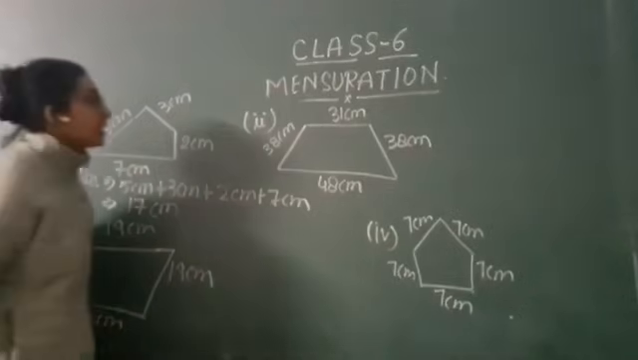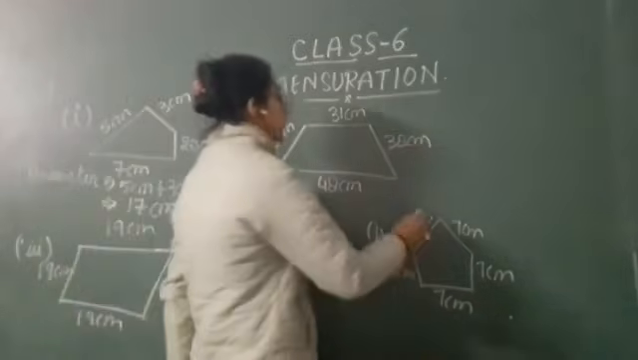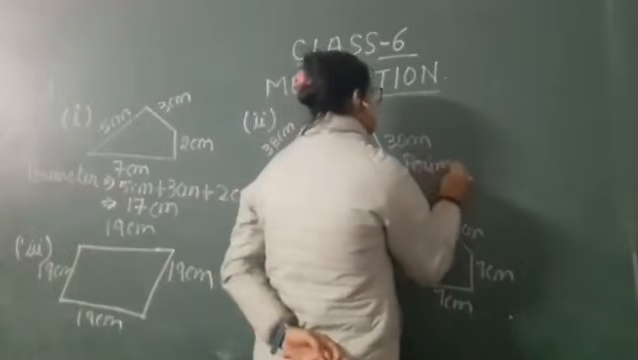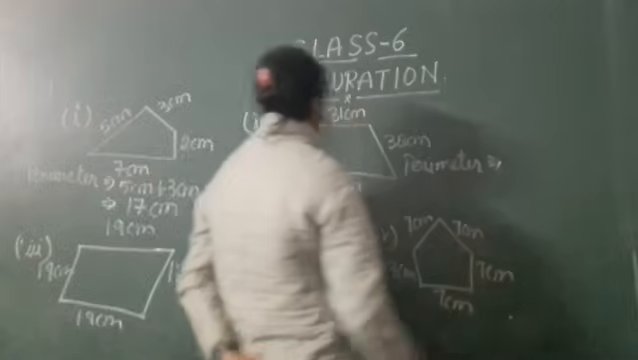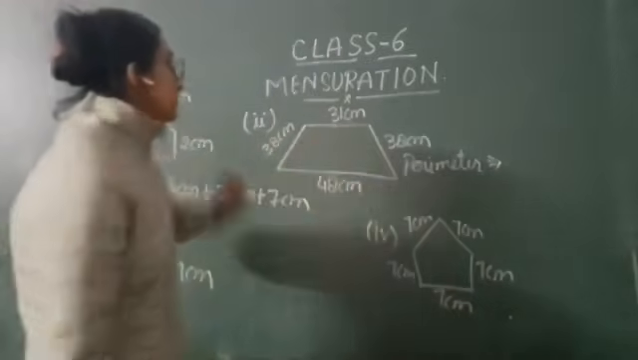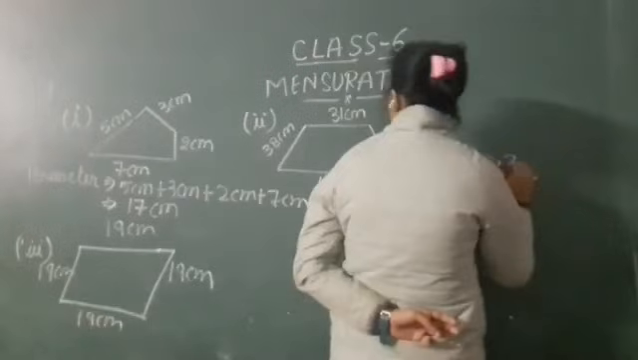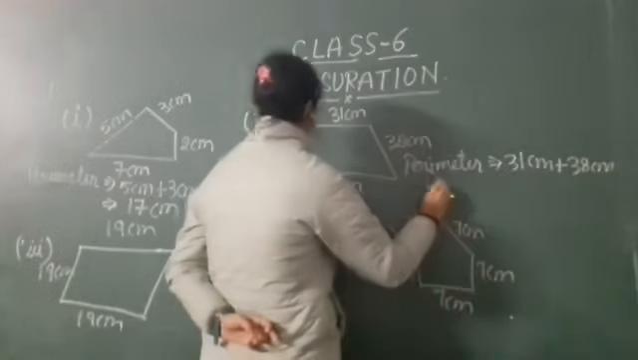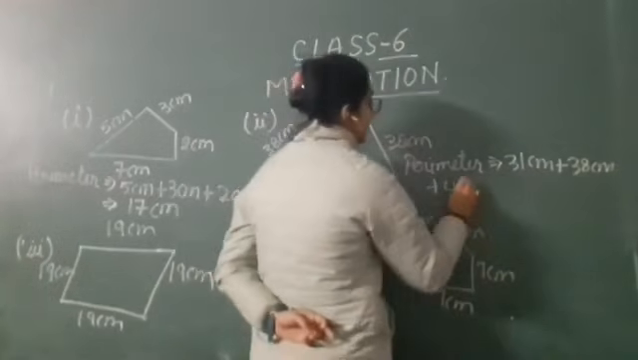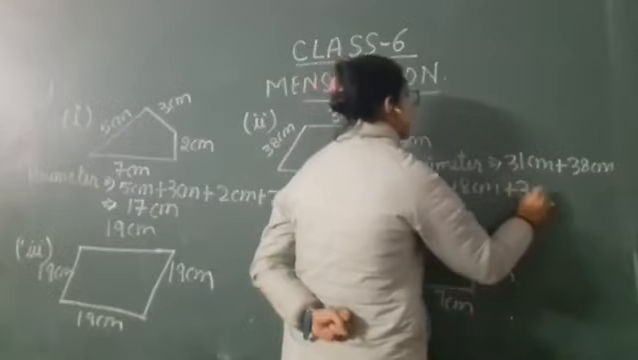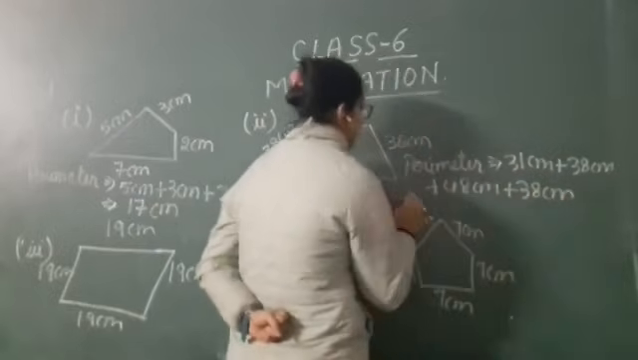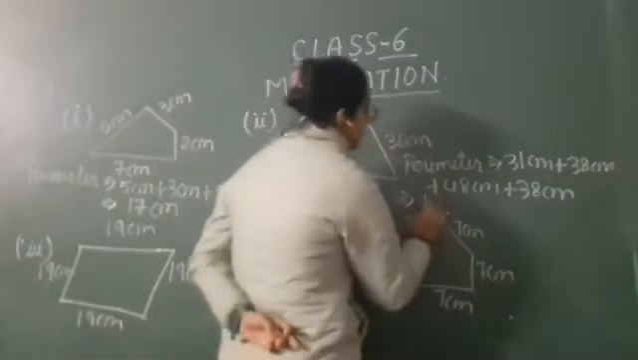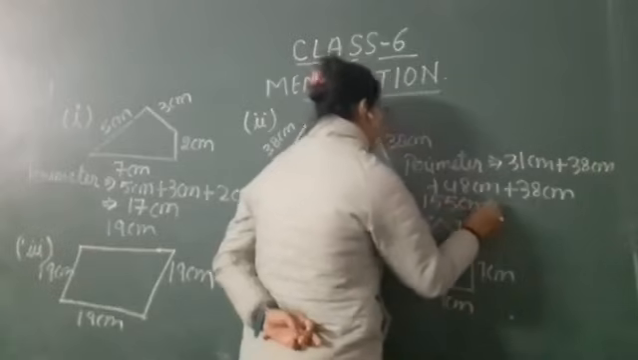Now moving to the second part. In the second part also we can write perimeter is equal to the lengths given. So we can write it as 31 cm plus 28 cm plus 48 cm, then 28 cm. After adding all the sides, what will we get? We will get 155 cm.